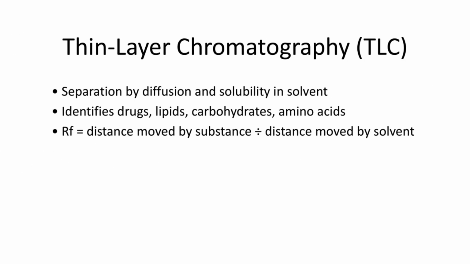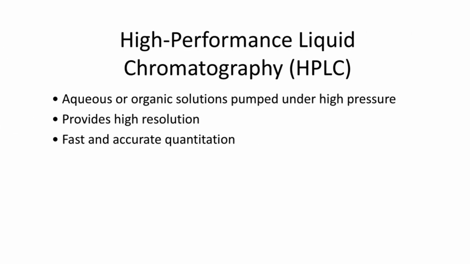Thin-layer chromatography separates substances according to their rate of diffusion and solubility in the solvent as they migrate across a medium. Thin-layer chromatography is commonly used to identify drugs, lipids, carbohydrates, and amino acids. A measurement called the R-F value is calculated as the distance traveled by the substance divided by the distance traveled by the solvent. High-performance liquid chromatography, or HPLC, uses aqueous or organic solutions pumped under high pressure through columns. This provides very high resolution with rapid and accurate quantitation.